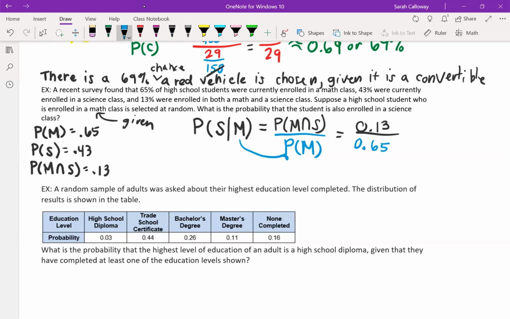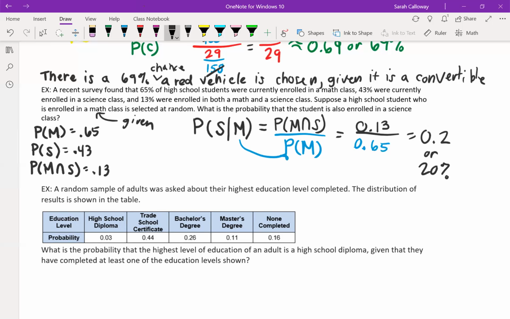And so if we divide those two values, we get 0.2, which is also 20%. So depending on what your options look like, the probability is 0.2 or 20%.